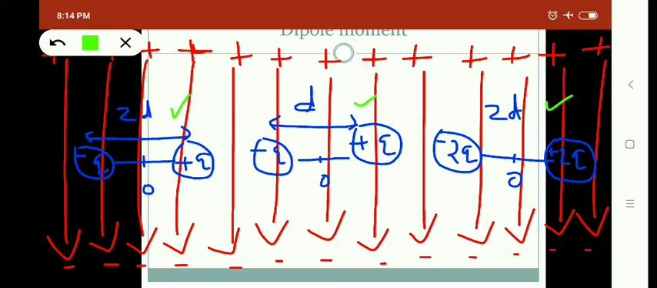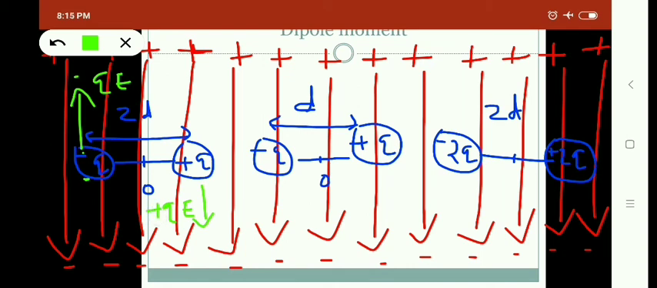Let's find out the force acting on the individual charges. What happens when a dipole is placed in a uniform electric field? Consider the first dipole. This minus q charge experiences an attractive force. It gets attracted to the positive charge with a force. Similarly, this plus q charge is attracted to the negative charge with a force. What will be the force here? It will be qE, the electrostatic force. Here also it will be qE, this minus qE and this plus qE.